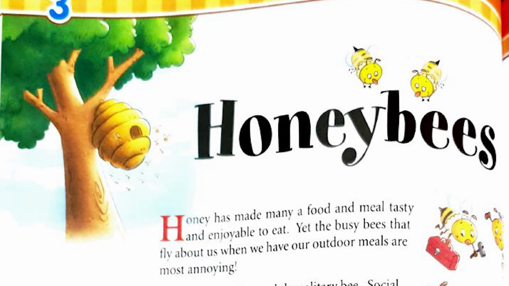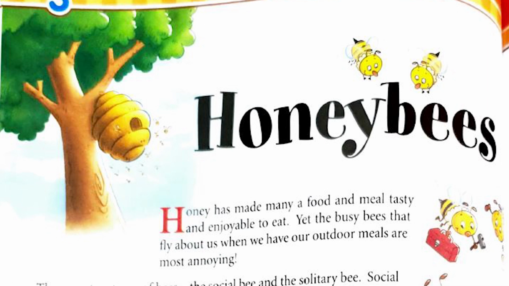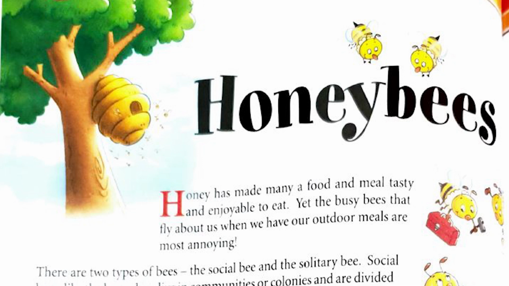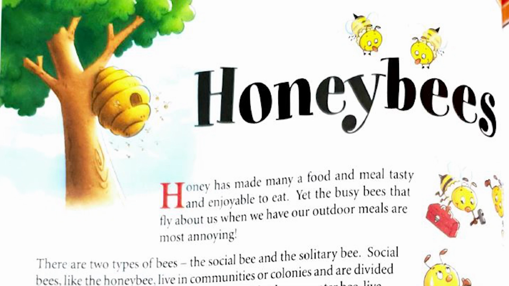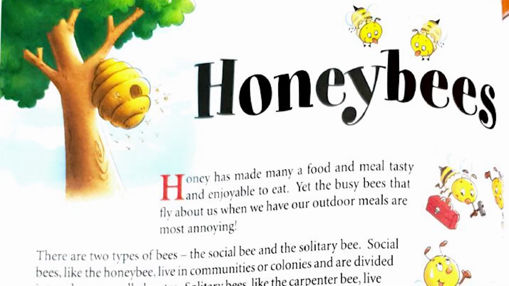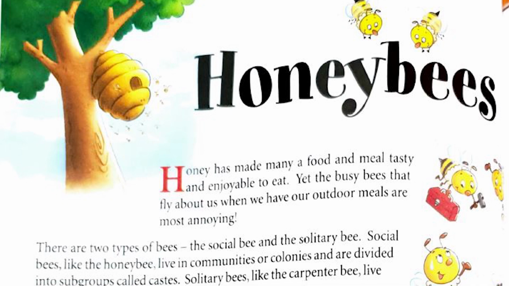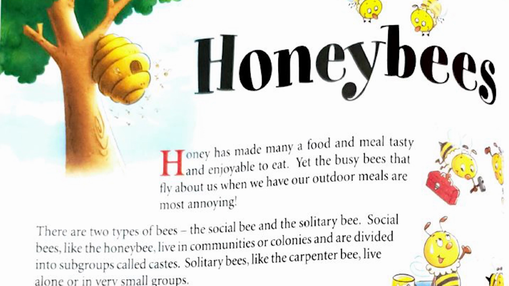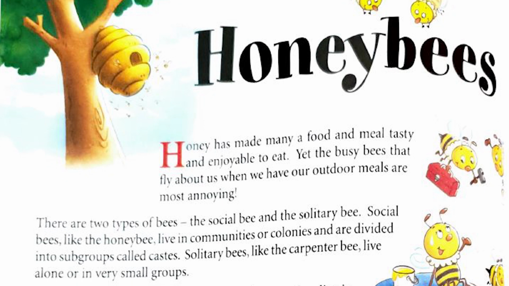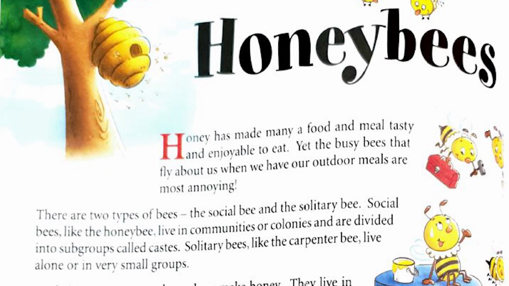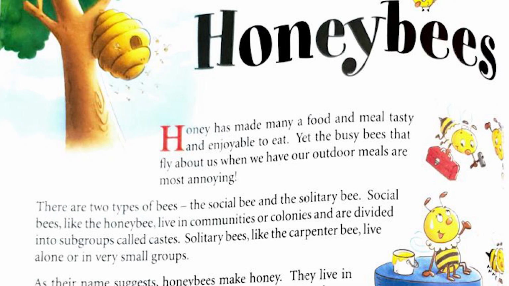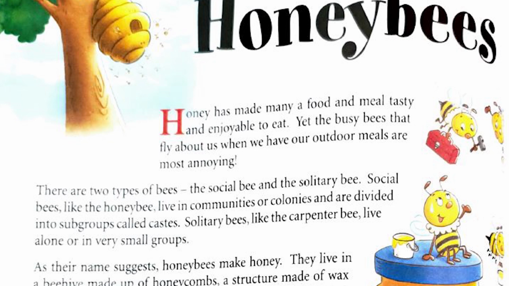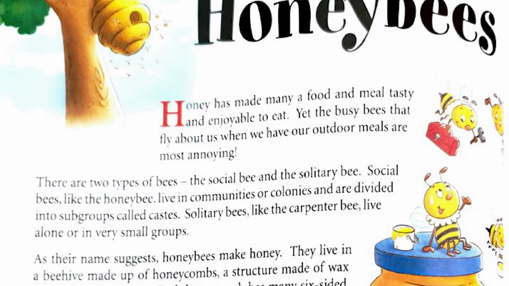Honey has made many a food and a meal tasty and enjoyable to eat. Yet the busy bees that fly about us when we have our outdoor meals are most annoying. There are two types of bees, the social bee and the solitary bee. Social bees, like the honeybee, live in communities or colonies and are divided into subgroups called castes. Solitary bees, like the carpenter bee, live alone or in very small groups.